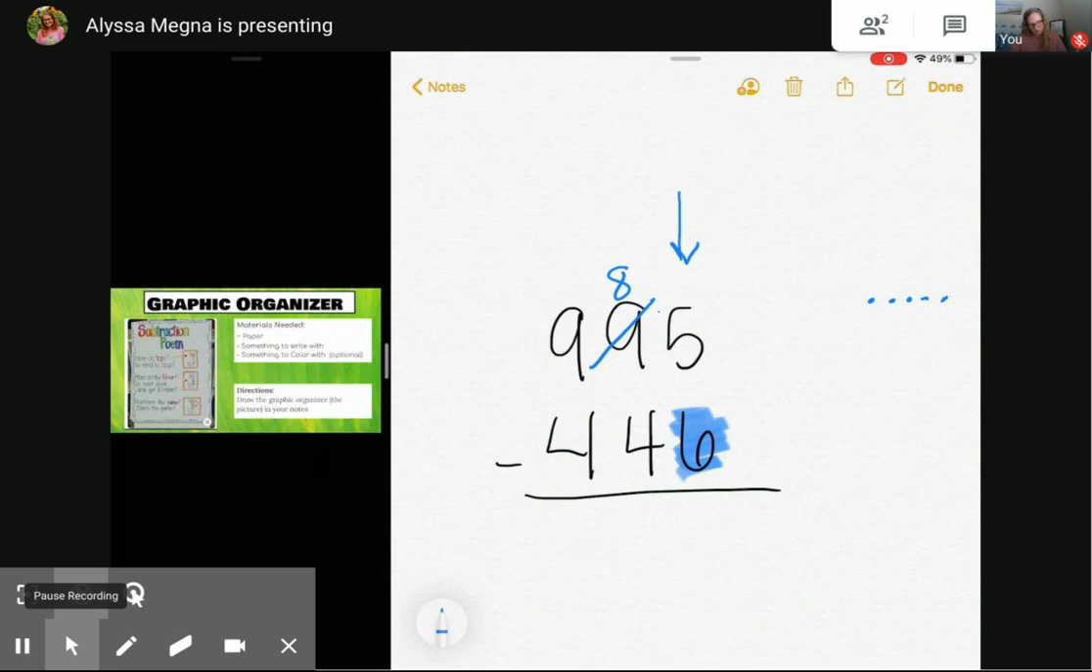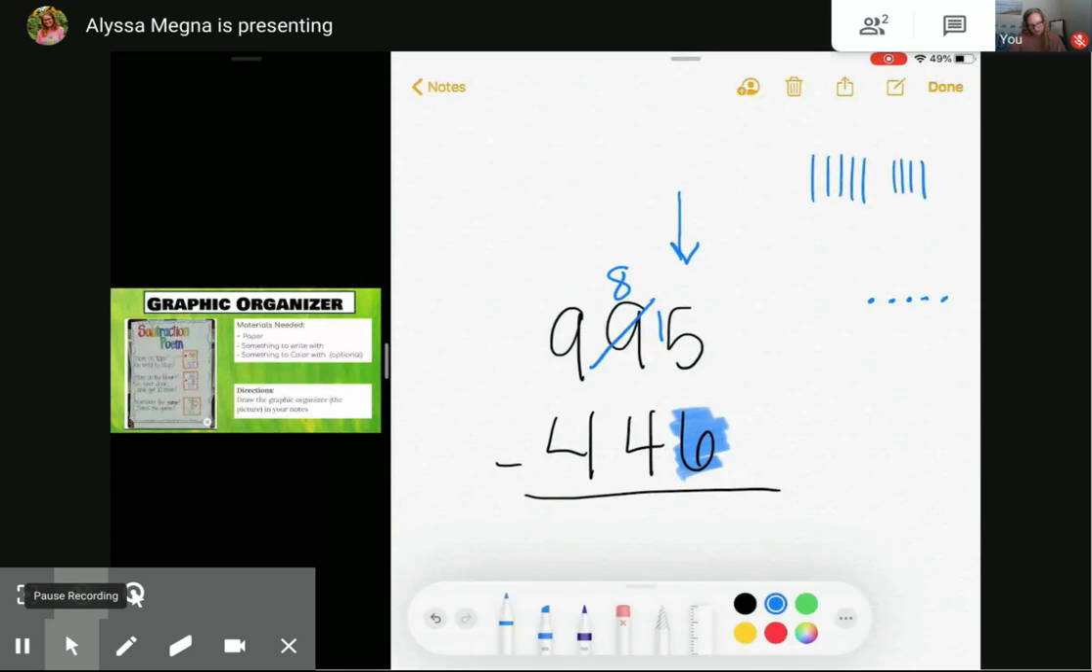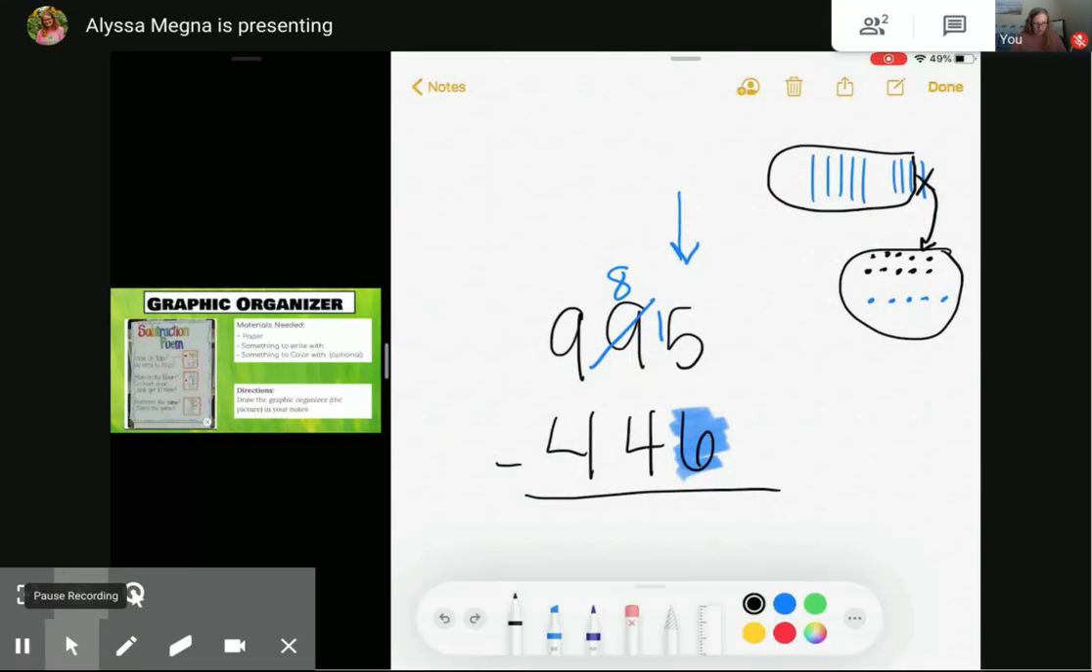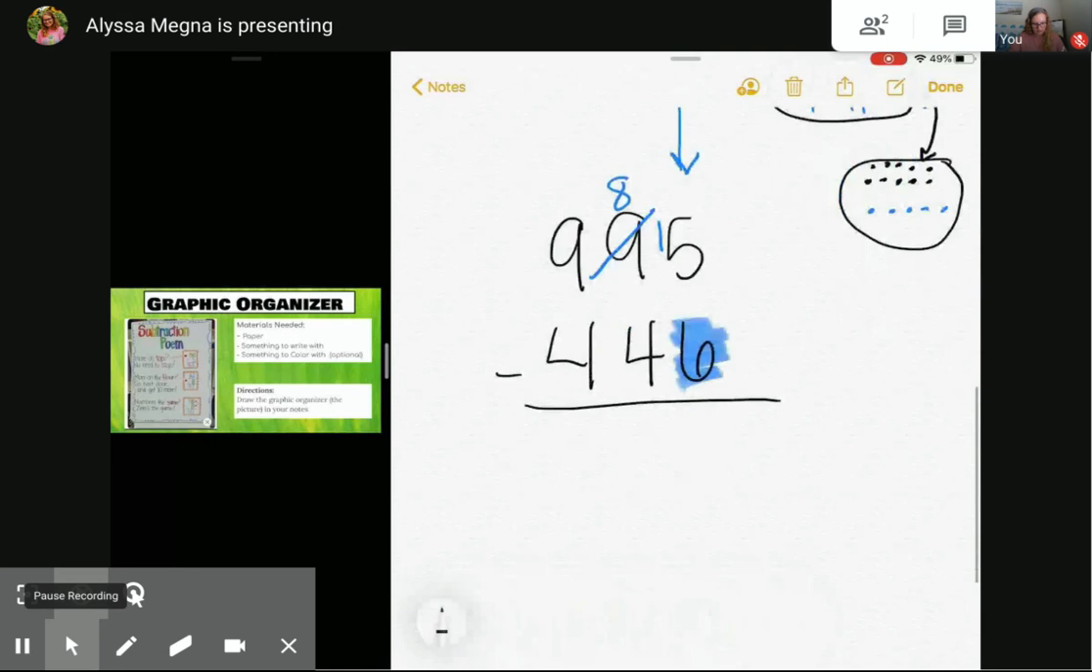So in the picture, we have 1, 2, 3, 4, 5, 6, 7, 8, 9. We're going to take one of these 10 sticks and we're going to break it into ones. Every 10 stick has 10 ones in it. So now we have a total of 8 ten sticks, which is where we get this 8. All right. And we have a total of 15 ones, which is where this comes from. Okay? So 15 minus 6 is going to give us 9. So I'll put that in the blue.